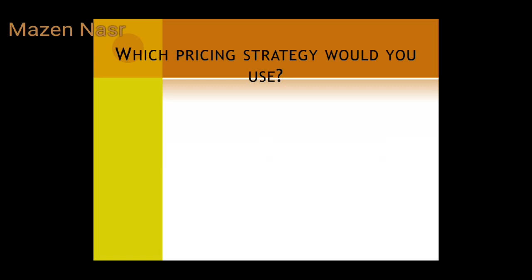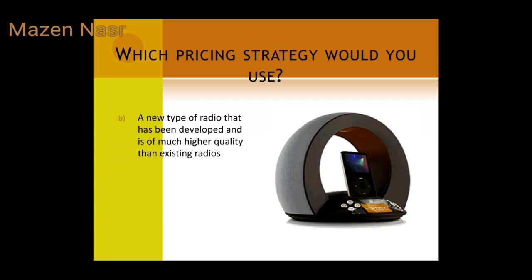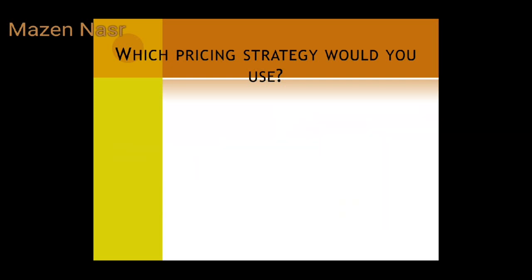Now, which pricing strategy would you use here, for example? If I have a watch that has very similar competitors, or very similar watches sold in shops, it's not unique, of course, probably I'll use competitive pricing. Or maybe I'll use penetration pricing if I'm entering new markets. What about this one? This is a radio which is unique and developed, and it costs a lot in manufacturing. So of course I'll use skimming pricing. Why? Because it's unique.